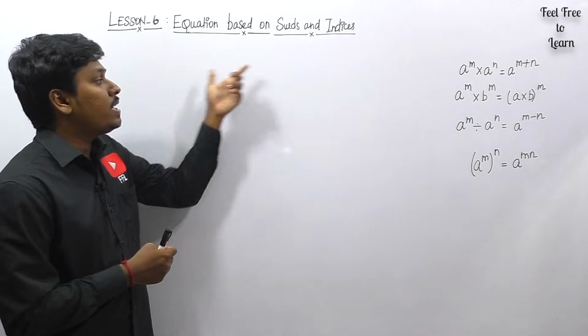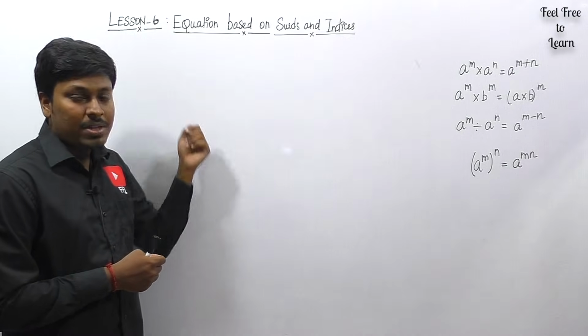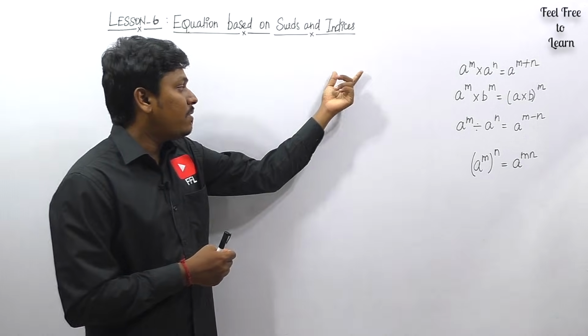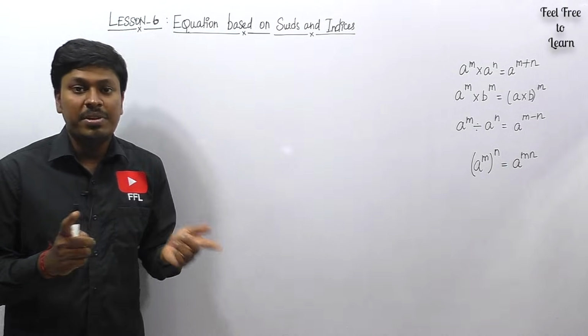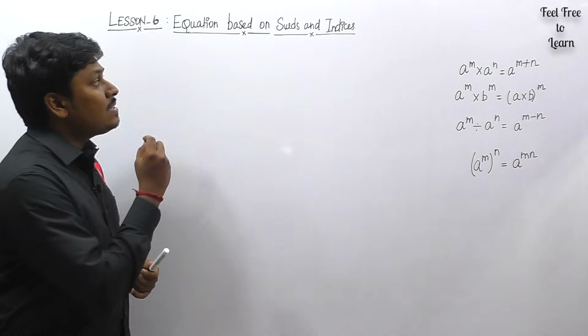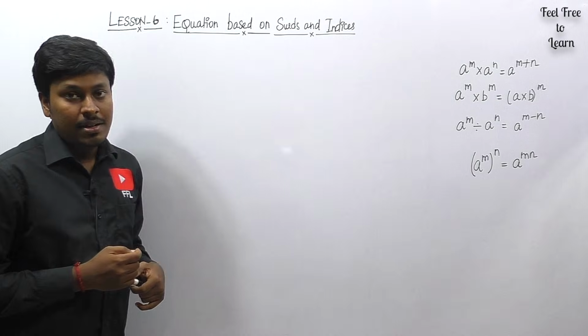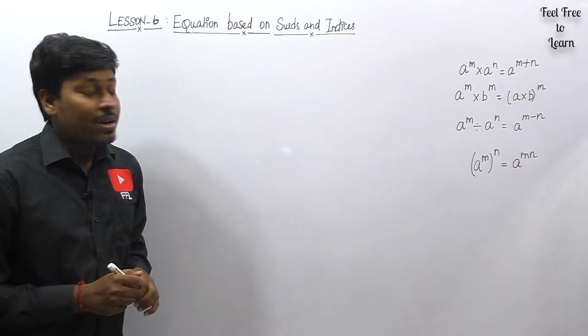So there will be 2 equations. By using the first equation we need to find the value of x, and by using the second equation we need to find the value of y. Then we need to compare and see what the relationship between x and y is. So friends, in this surds and indices equation model, some students make a mistake in one case.